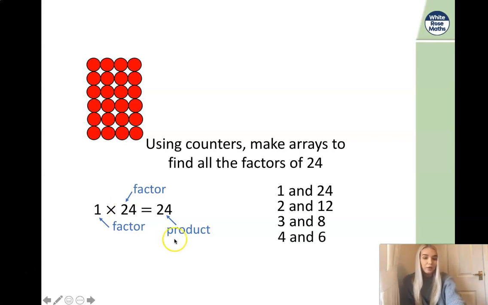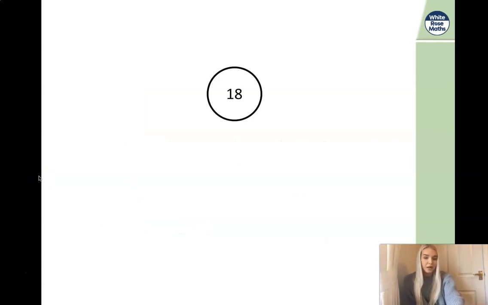But look, down here we already have the factor pair of 4 and 6, so we don't need to repeat ourselves. And now we've crossed over, we know that we don't have any more factors of 24. Another way we can find factors of numbers is by looking at their factor pairs. Let's have a look if we can spot any factor pairs of the number 18.